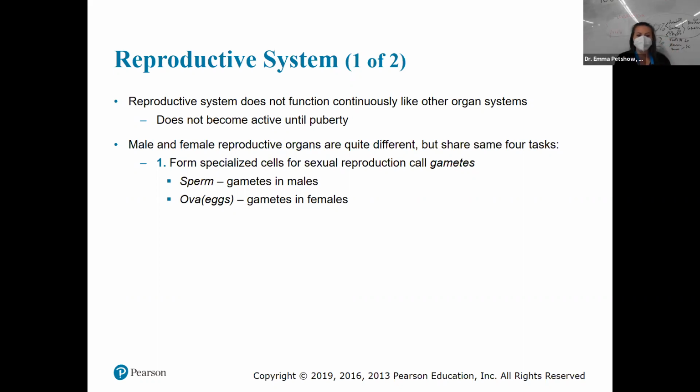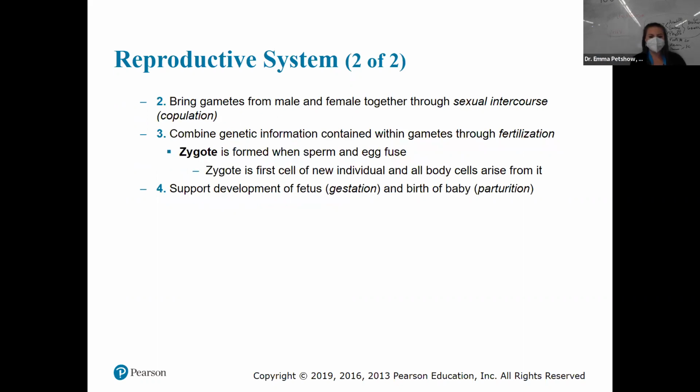So both are going to form specialized cells for sexual reproduction called gametes. It's important that we know these terms. They love to throw out these terms, gametes, ova, zygote, all these things. So keeping them separate in your head will be important. So again, we have gametes. Sperm is the gametes in males. Ova, or eggs, is the gametes in females.